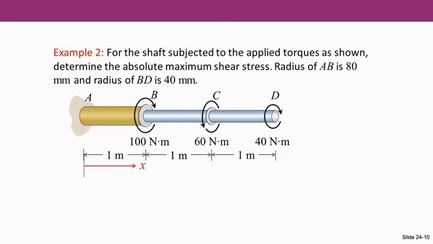Now let's continue with the second example. Here we have a composite shaft consisting of 3 parts. Let me first read the problem statement. For the shaft subjected to these applied torques as shown below, determine the absolute maximum shear stress. And it is not stated here, but please also calculate the angle of twist of the whole shaft, the AD shaft, which is the angle of twist experienced by this whole circular shaft. Please also calculate this. The radius of the AB part is 8 mm and the radius of the BD part is 40 mm, which means that the radii of BC and CD are equal to each other.